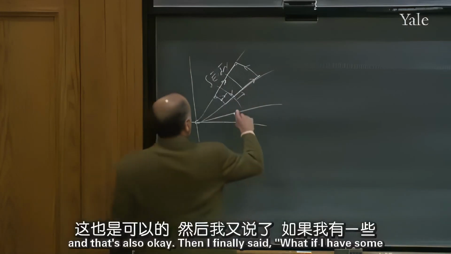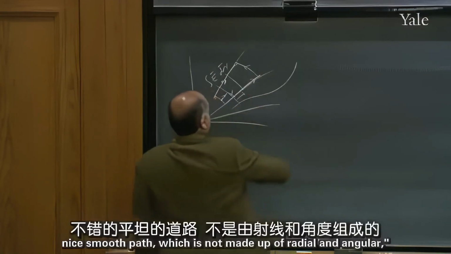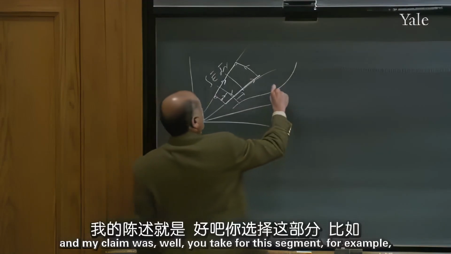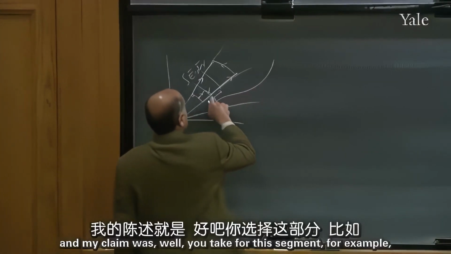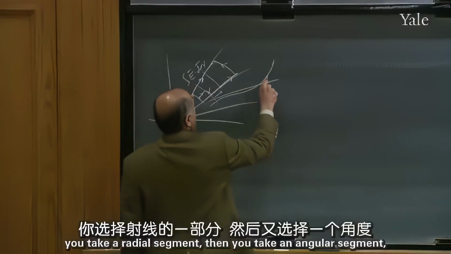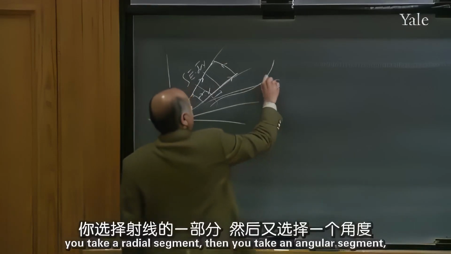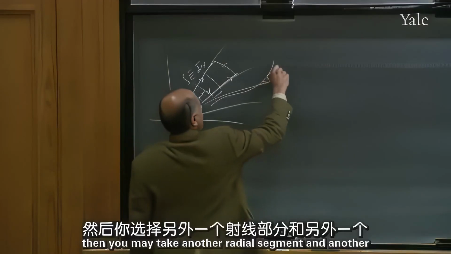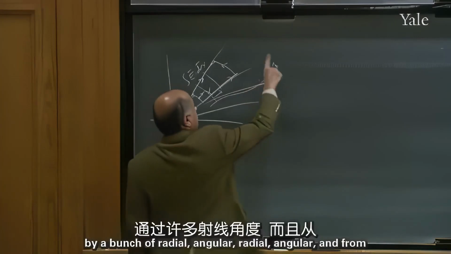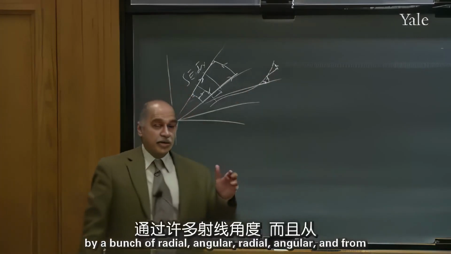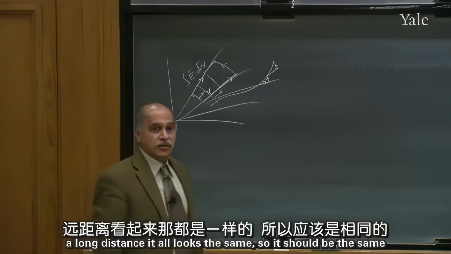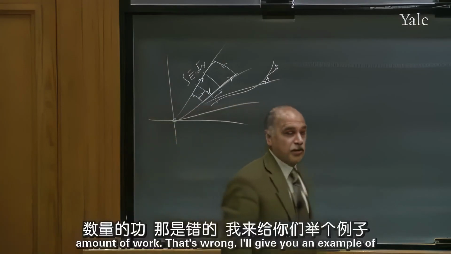Then I finally said, what if I had some nice smooth path which is not made up of radial and angular, and my claim was, well, for this segment, for example, you take a radial segment, then you take an angular segment. Then you may take another radial segment, another angular segment. So you approximate the smooth path by a bunch of radial and angular segments. And from a long distance, it all looks the same, so it should be the same amount of work. That's wrong.